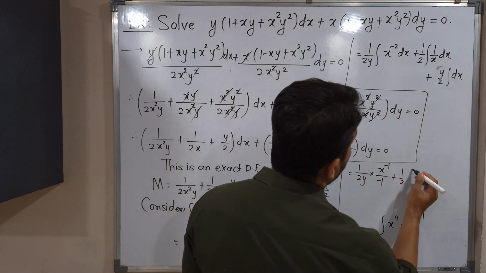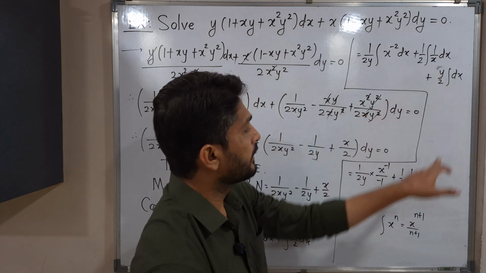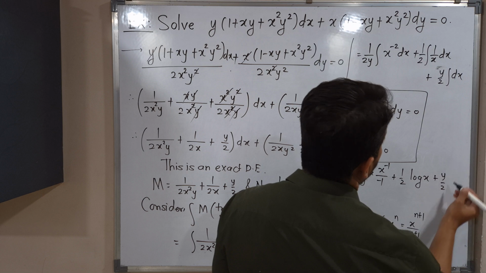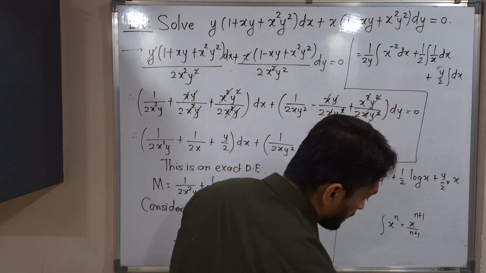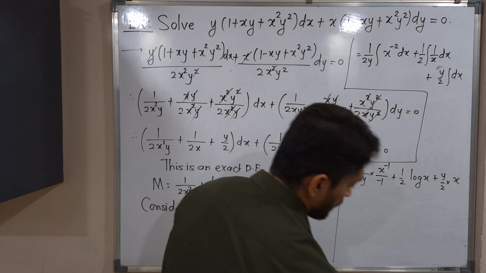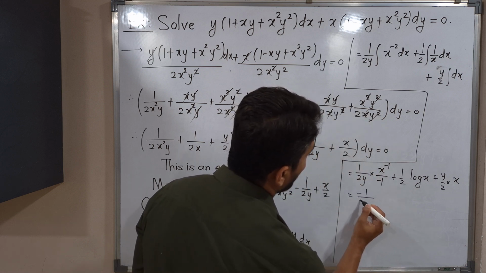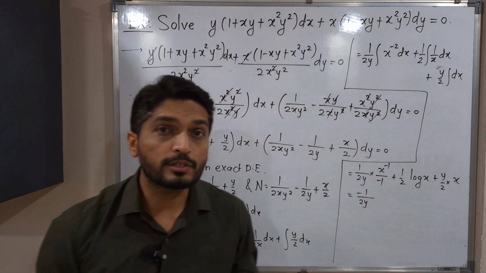Integration of 1 by x is log x. Plus y by 2, integration of dx is x. Okay. So let me write in a more proper way. See, the minus sign is there. I'm writing here 1 upon 2y. You can see x raised to minus 1. The power of x is negative.